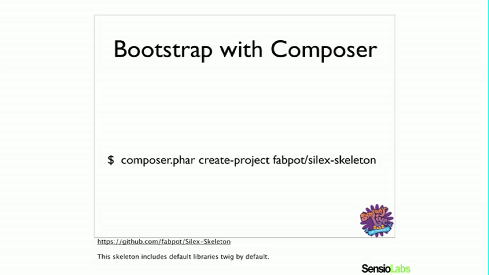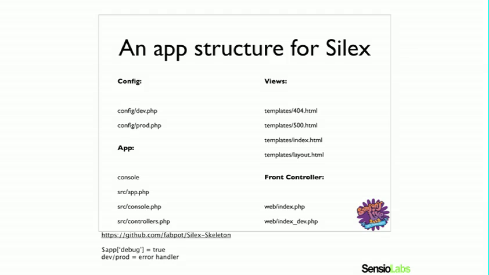So here we have composer.phar create-project fabpot/silex-skeleton. What this will give you is a very simple app structure with configuration for a development environment and a production environment. Really all this does is register the exception handler from Symfony. So if you're used to Symfony's pretty exceptions and useful error messaging, you can get that in Silex very easily. It also gives you an app console, an application class just to bootstrap your application, and a controllers class to just have a file where you can register your controllers.